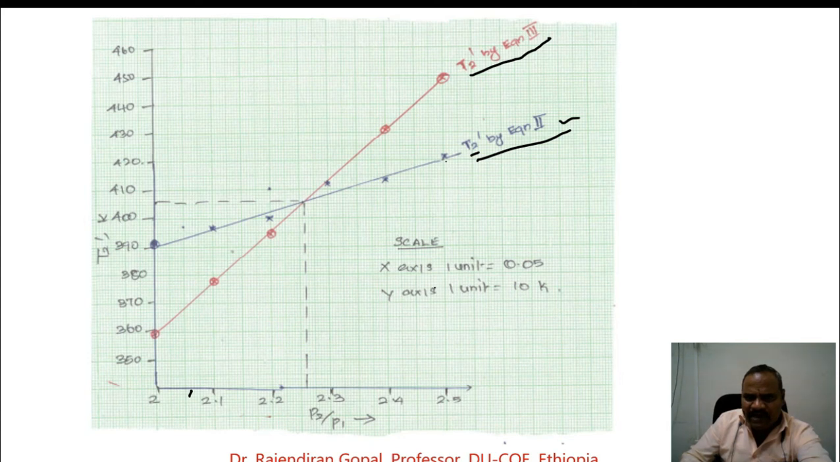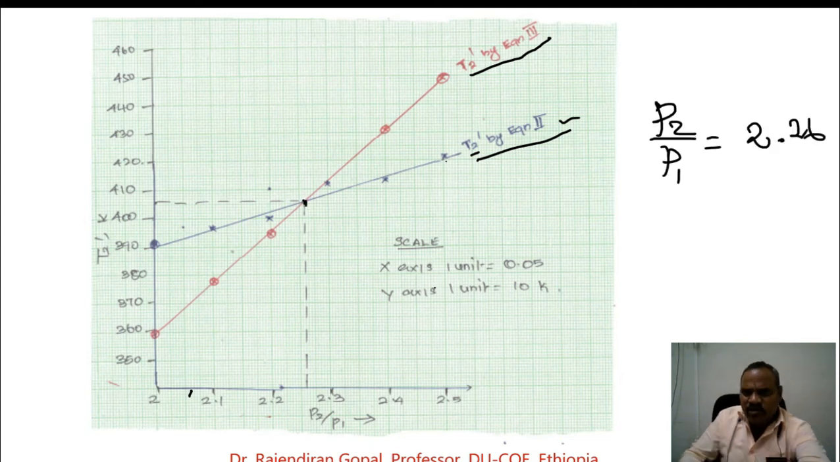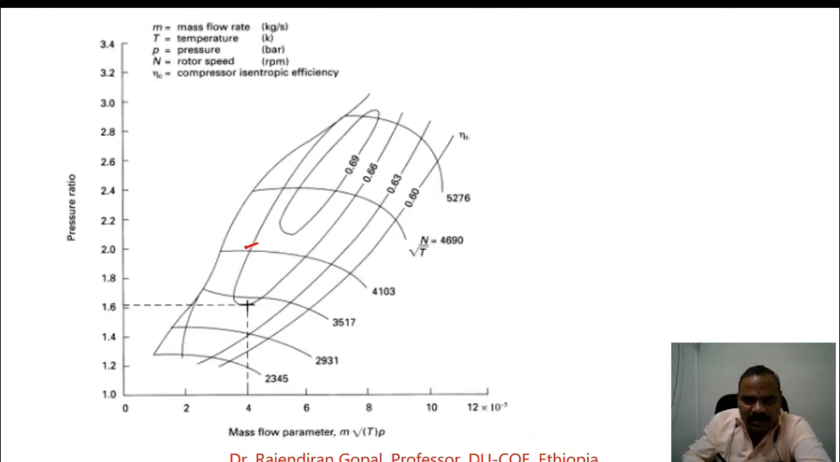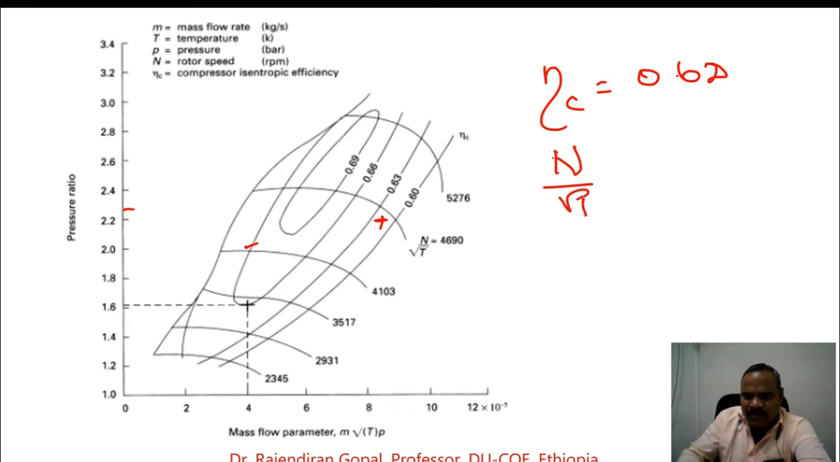So these two intersect at this point where P2 by P1 is equal to 2.26 and the T2 dash is equal to 406 Kelvin. Now the isentropic efficiency of the compressor at a pressure ratio of 2.26 is between 0.60 and 0.63, assuming efficiency of the compressor in this condition equal to 0.62, and the speed parameter N by root of T is between 4103 to 4690.